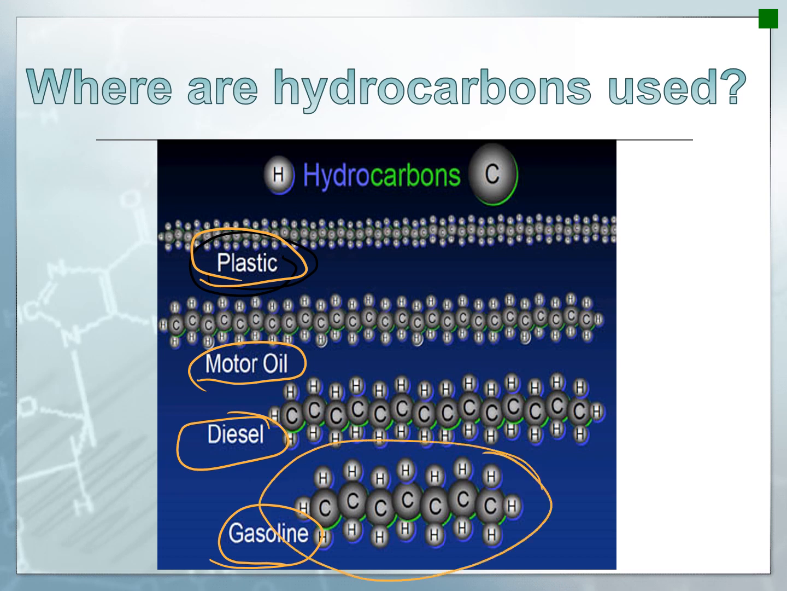Here's your structure for gasoline. Here's your hydrocarbon amount, so you just count how many carbons. If you look at plastic, notice that it is a very long chain of hydrocarbons. So therefore that is a plastic. These are really hard to break down.